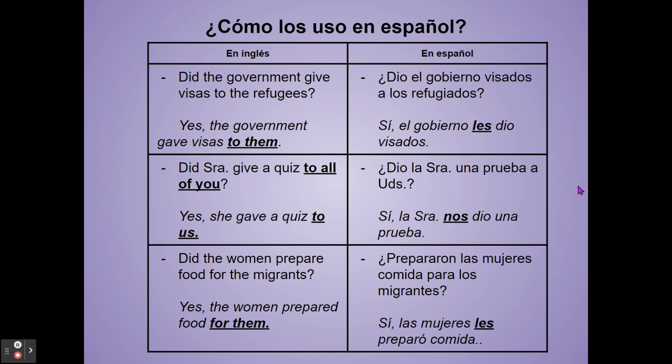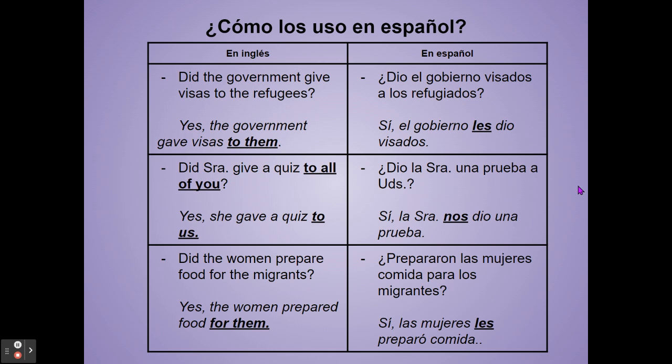Yes, the government gave visas to them. Sí, el gobierno les dio visados, so les is to them. And once again, before the conjugated verb. Second example, did señora give a quiz to all of you? Dio la señora una prueba a ustedes. Remember that ustedes is plural, all of you, you all.